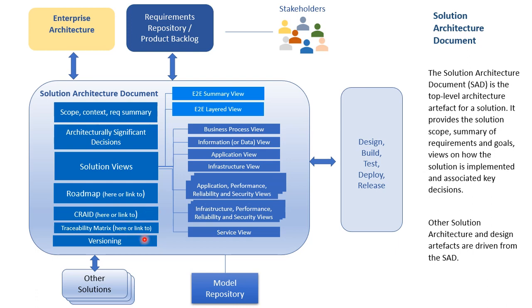A traceability matrix is tracing back to your requirements. How do you know the solution meets your original requirements? And versioning is important, so you've got a controlled approach to your solution architecture. So it's versioned, so you know at what version produces what parts of the solution.